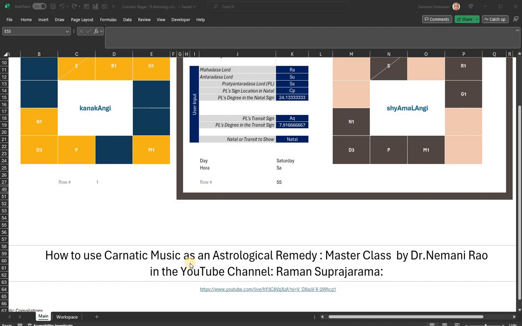Very interesting, because these interconnect. Carnatic ragas are on one side, and nobody has done anything linking these two, the ragas and astrology. This was something very intriguing. I watched till the end and absorbed whatever he taught in that session, and created an easy Excel for people to use as a ready reckoner for astrological remedies. So that's how this video I'm doing for our channel.